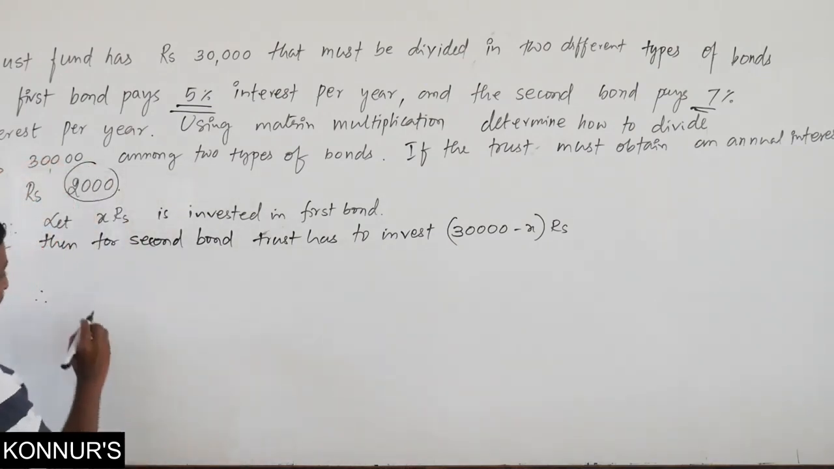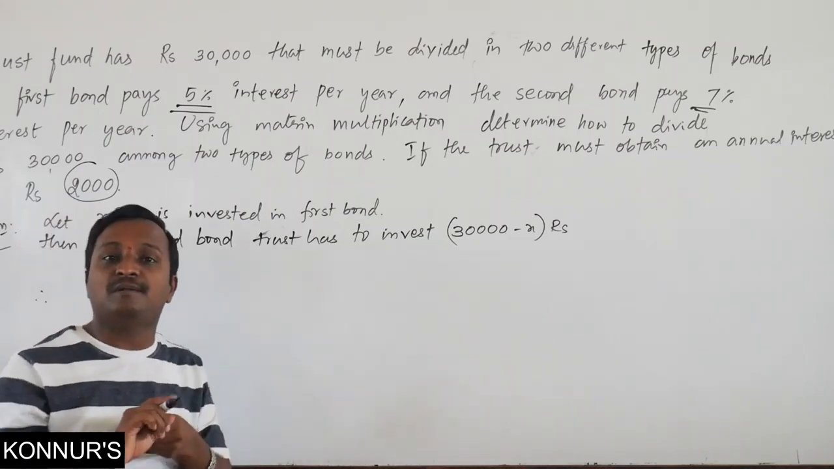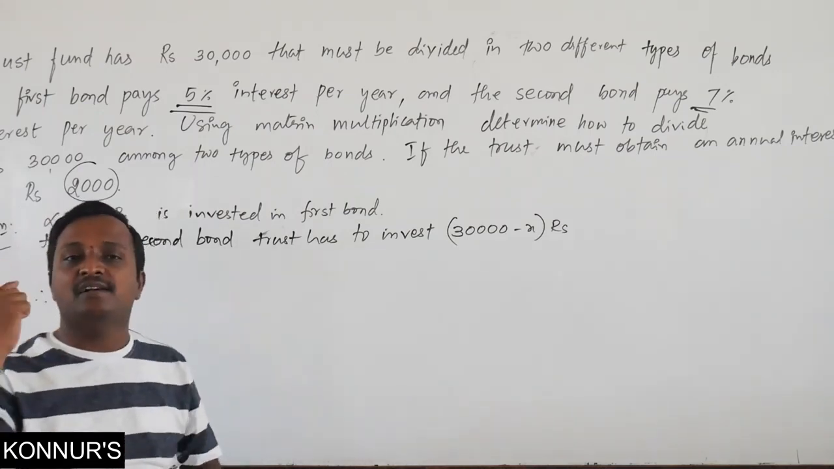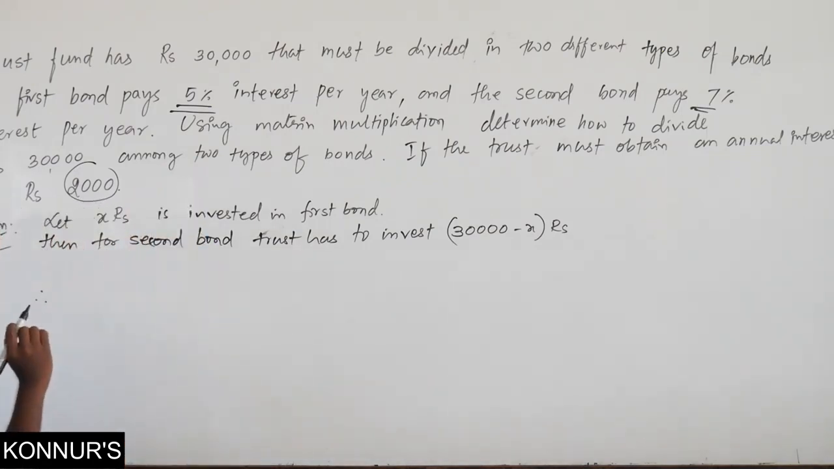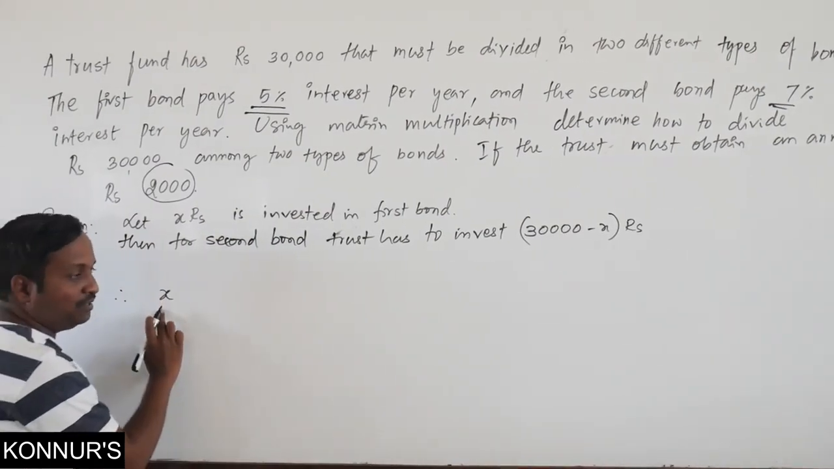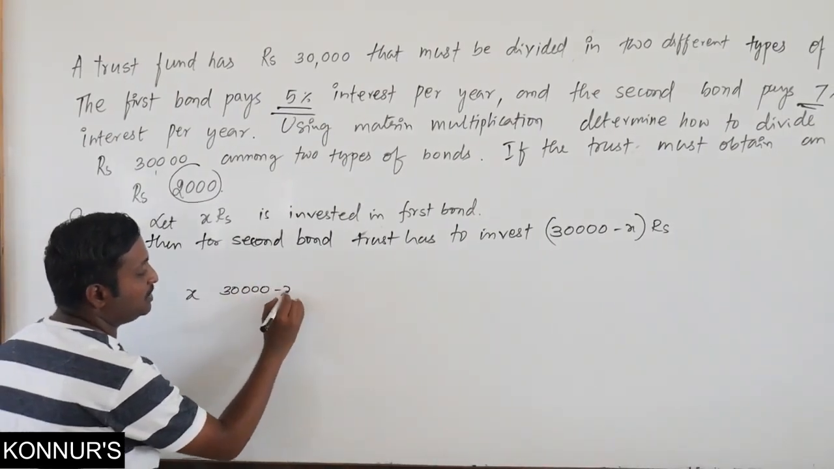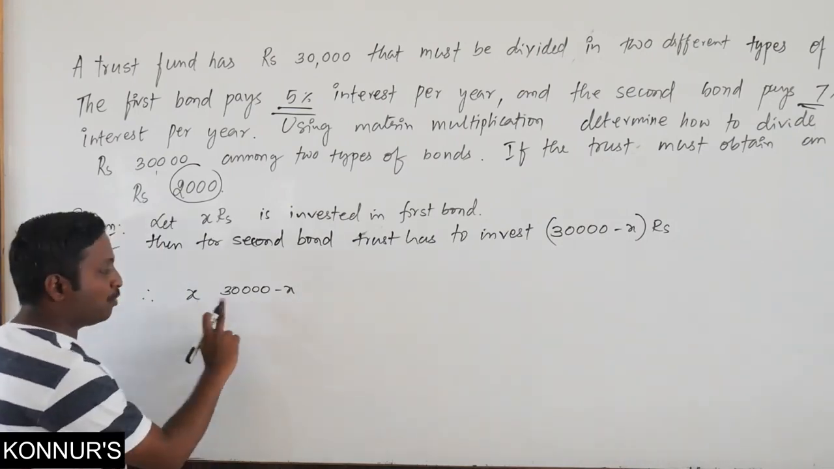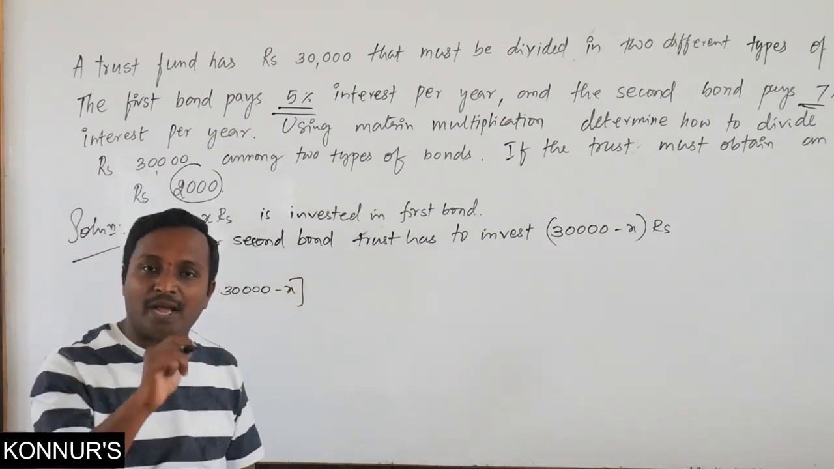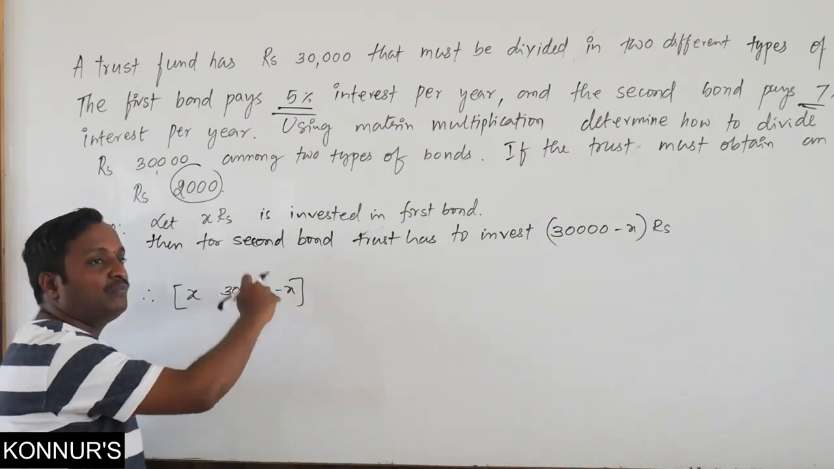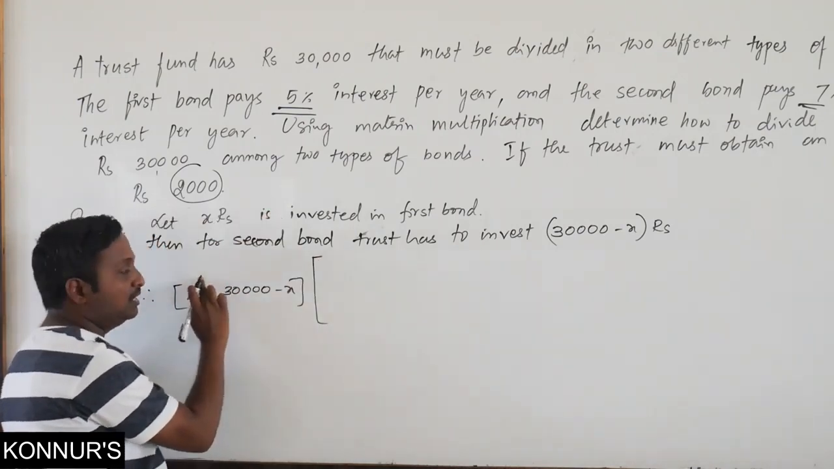2000. So by matrix multiplication, how will we multiply usually? Row first, then column. I will write the amount x rupees for the first bond and 30,000 minus x rupees for the second one, row-wise, because first we take a row, then a column. In the row I mention the first amount and the second amount.